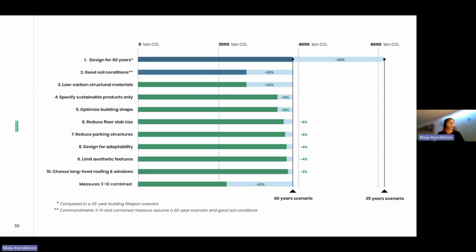So if we return to this graph that I showed, the original plan was to optimize nothing. So this was like a 25-year service life. So already we got a 40% reduction in the carbon footprint. But then if we take this as a new baseline, so we design for 60 years, and we account for good soil conditions, we save a third. Then if we assume 60 years and good soil conditions, we start piling up these different options here. So measures 3 to 10 combined result in about a 40% reduction in the baseline, which is a rather good result for optimization.